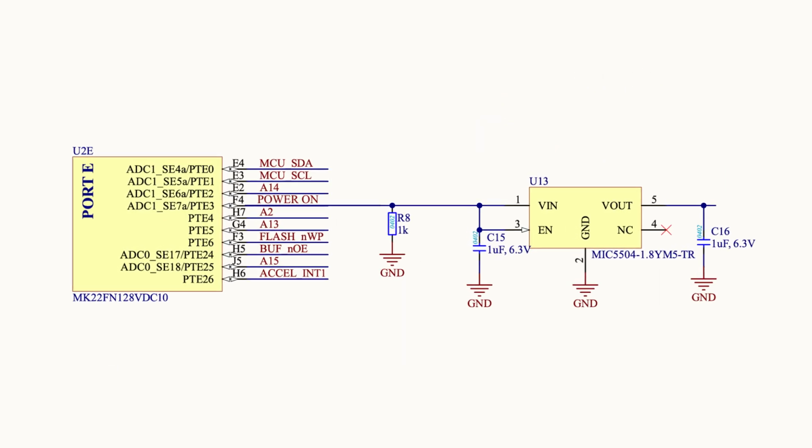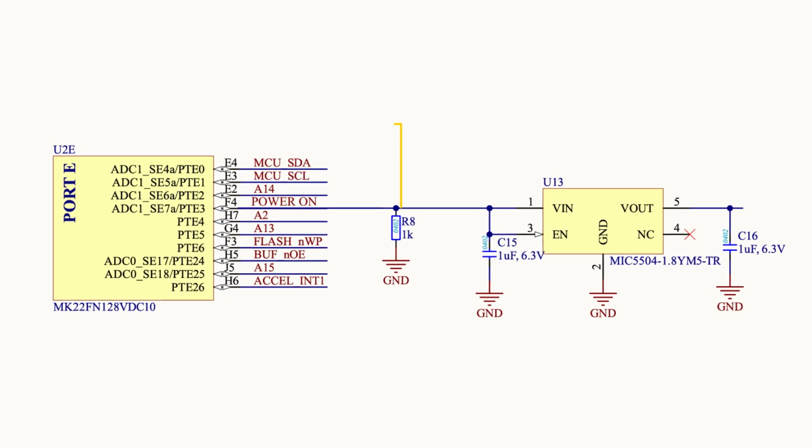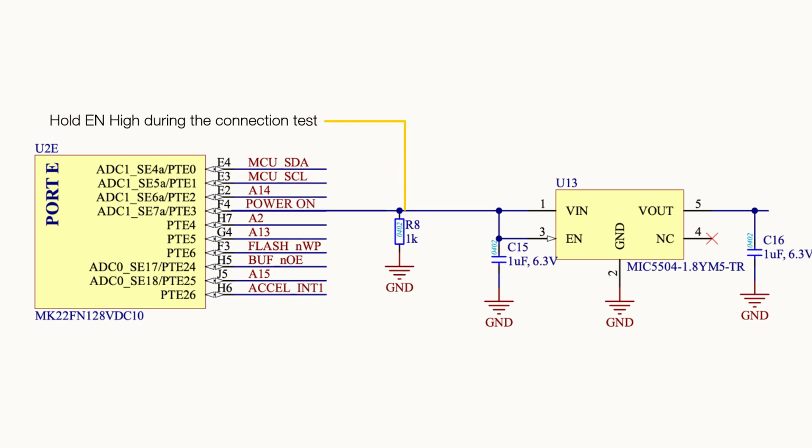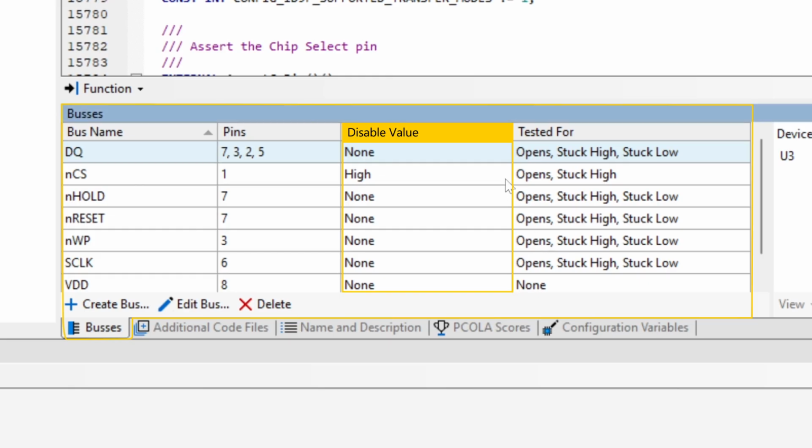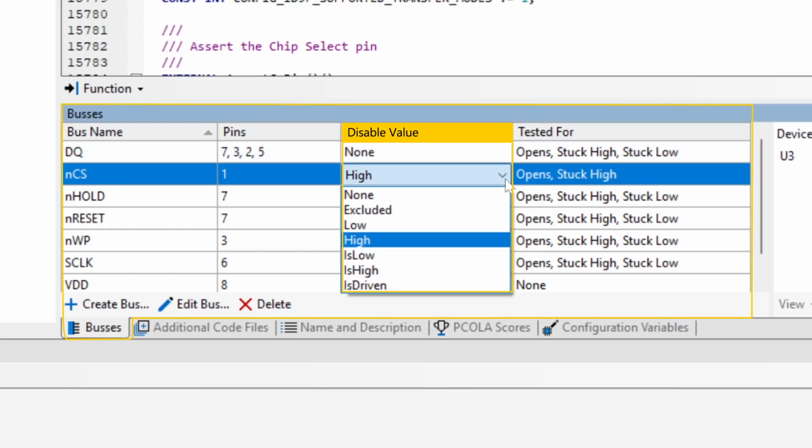Perhaps your circuit has a regulator that needs to be kept on during the connection test. You could use a disable value for that as well to hold its enable pin in the relevant state. When needed, the most common disable values to use are high, low, or excluded. Making it excluded stops connection test from driving the net and instructs it to try to stop any logic from driving the net as well.